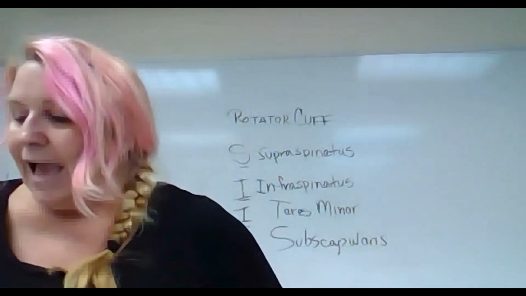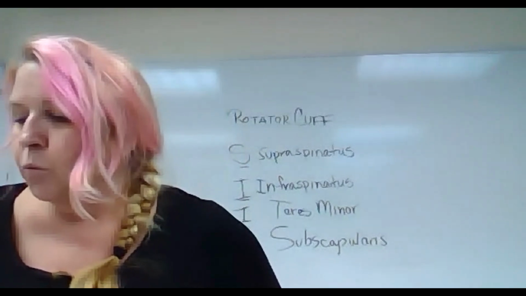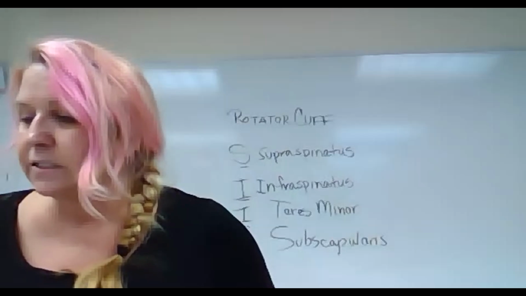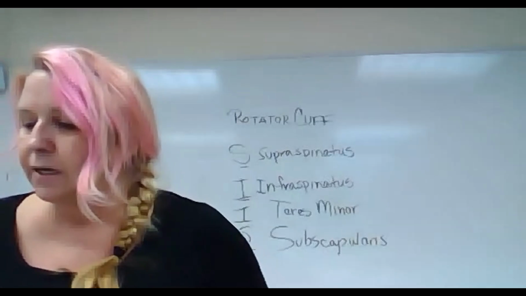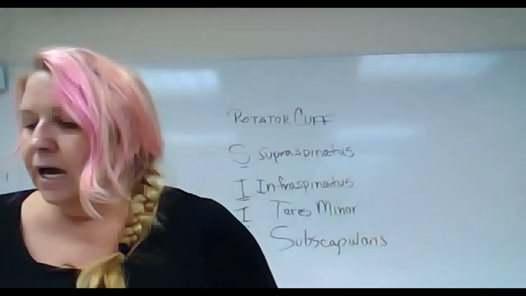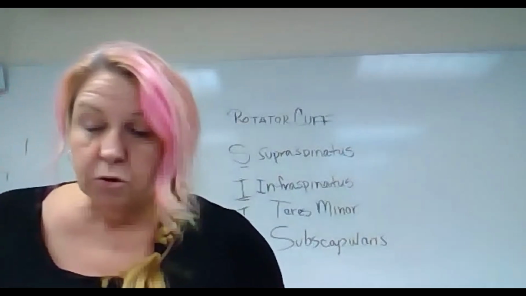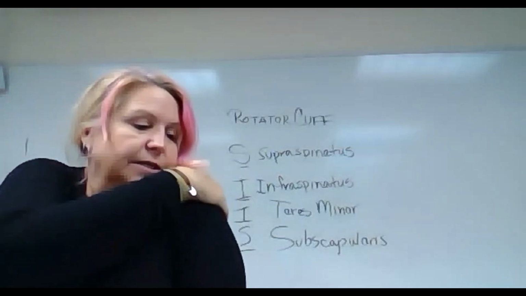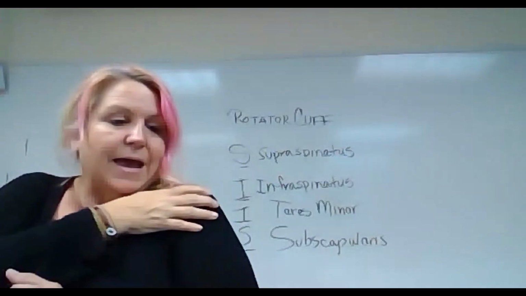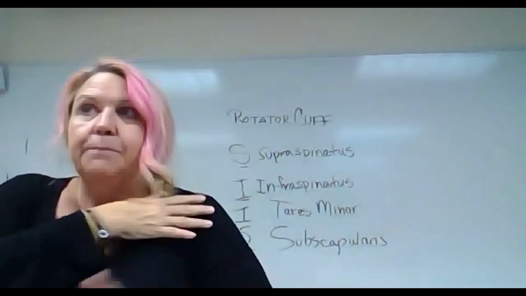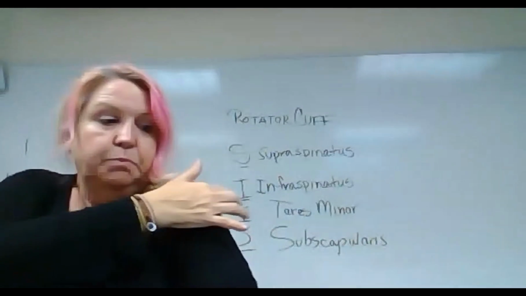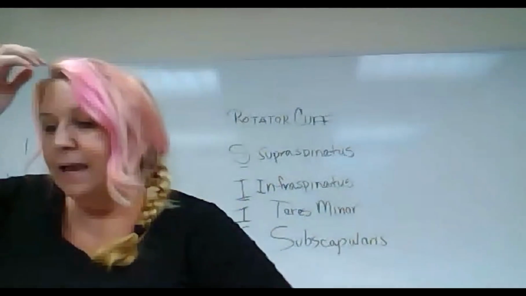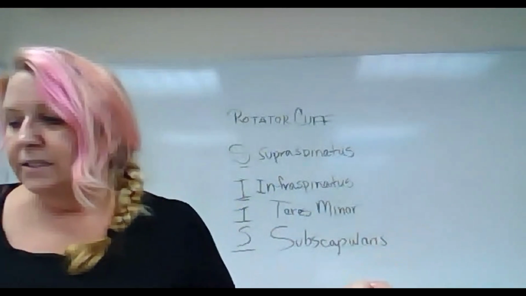Infraspinatus, action I want you to highlight, laterally rotates the shoulder. Its origin, infraspinous fossa of the scapula. And its insertion is greater tubercle of the humerus. So think about that. It comes out from that fossa to that greater tubercle. So if it contracts, it has to laterally rotate because it's pulling that insertion of that greater tubercle around and back. So it laterally rotates.